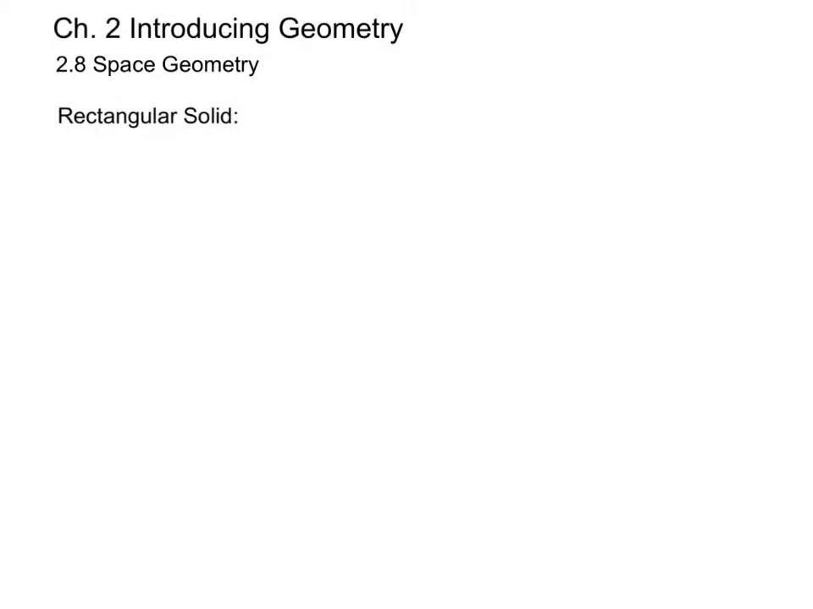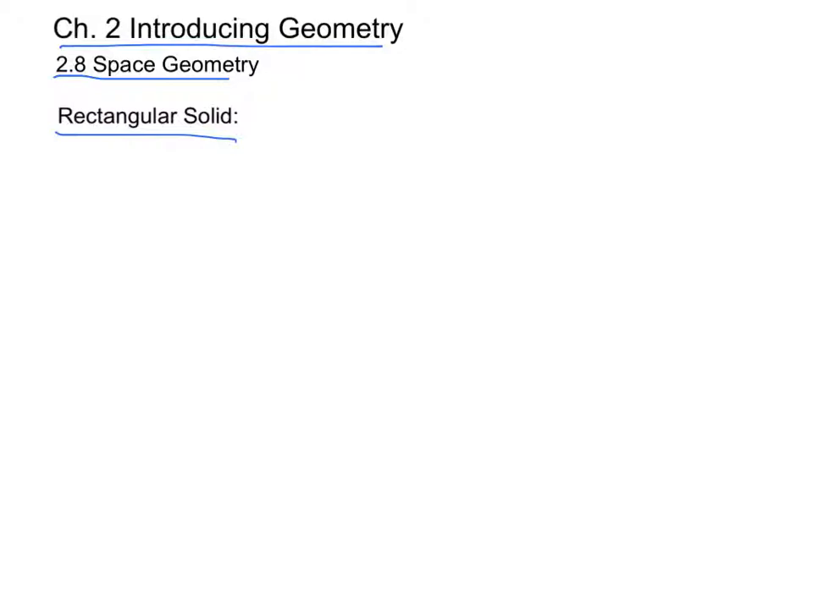So this video is going to continue chapter 2 of geometry, and it's going to cover 2.8 space geometry and 2.9, which talks about graphs and visuals. So 2.8 concentrates on how to draw 3D objects. So we're going to start with a rectangular solid.